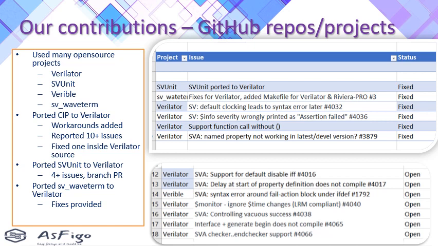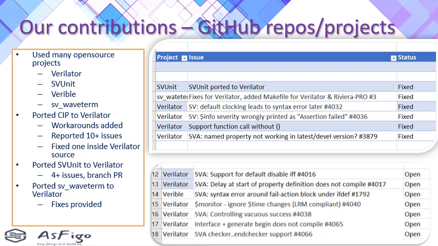And over here, you do see the right name of the repo. We ported this checker IP to Verilator, and a few workarounds were added. We have reported more than 10 issues, and fixed one inside the Verilator source code, which I'm quite happy about. It's a very small fix, but nevertheless, it's a good start.